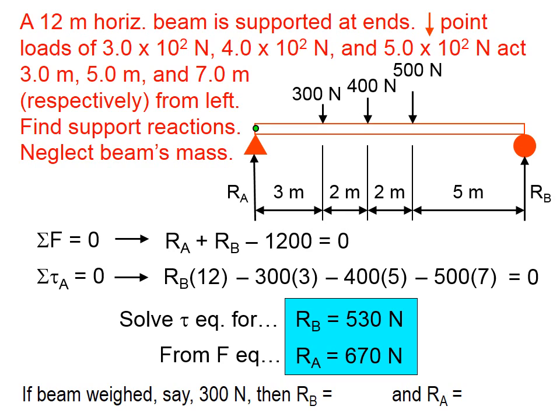If this beam had a weight, can you see that the beam's weight is evenly distributed between those two reactions? So of the 300 newtons that this beam would weigh, if it weighed 300 newtons, let's pretend, 150 of those newtons would have to be supported by RB, and 150 of those newtons would have to be supported by RA. So those would be the reactions.